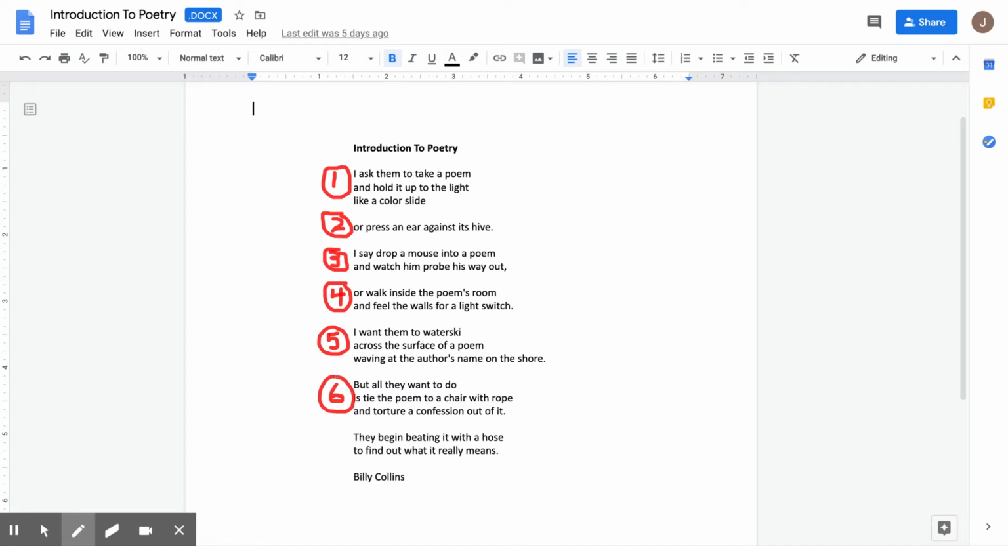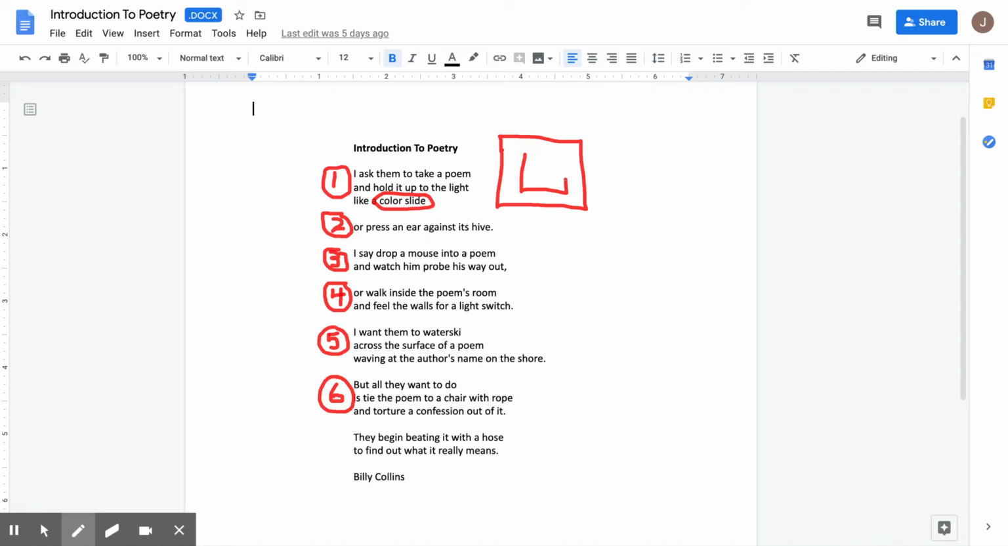So if you go through here and you look at what he has, I ask them to take a poem and hold it up to the light like a color slide. Well, you need to make sure you understand what that line is saying. And if you don't know what a color slide is, then you're going to have a problem. So a color slide, I don't know if most people have seen this. This was a thing much more when I was growing up and in photography and all the rest of it.